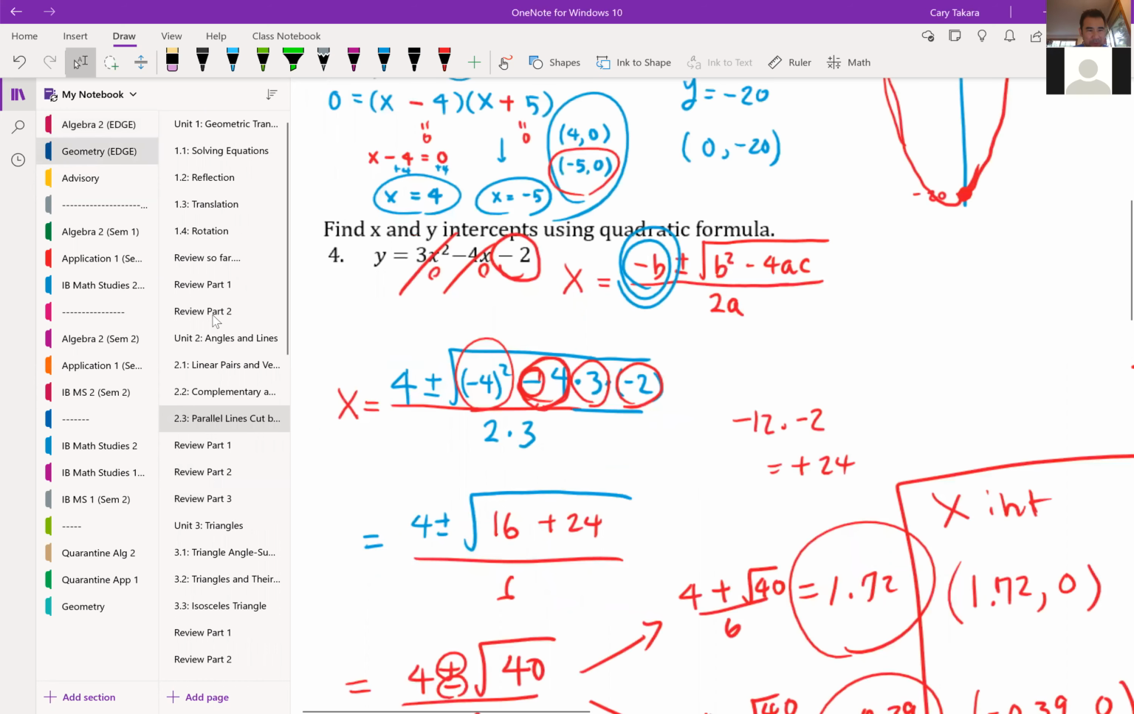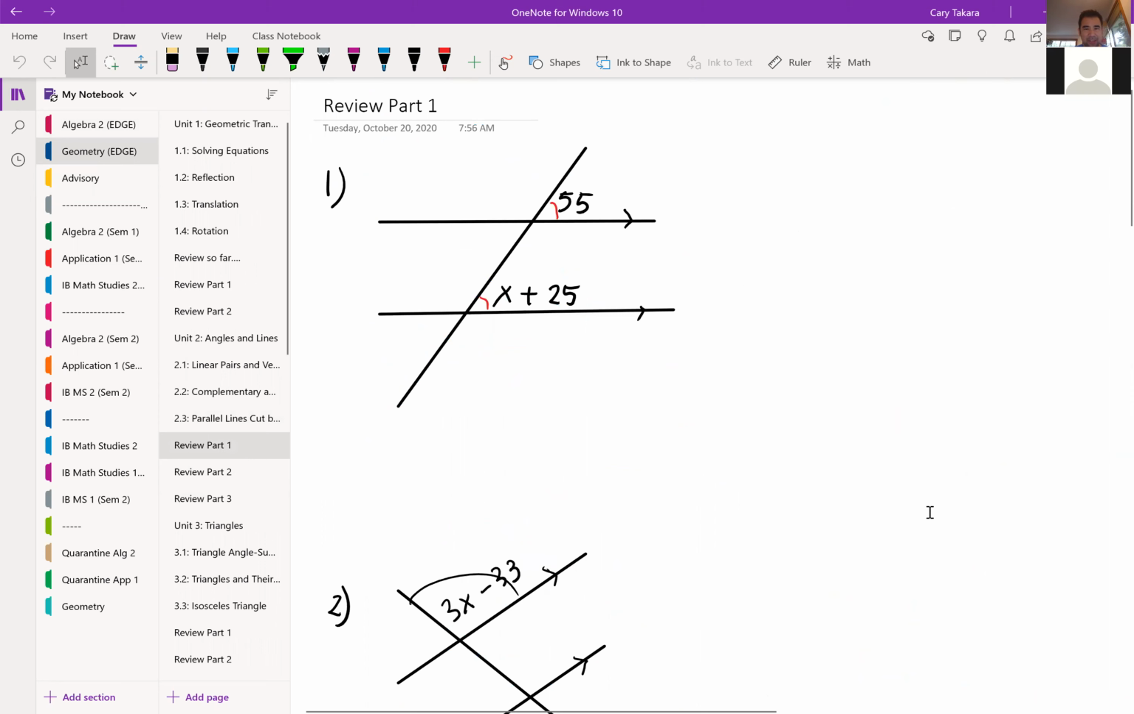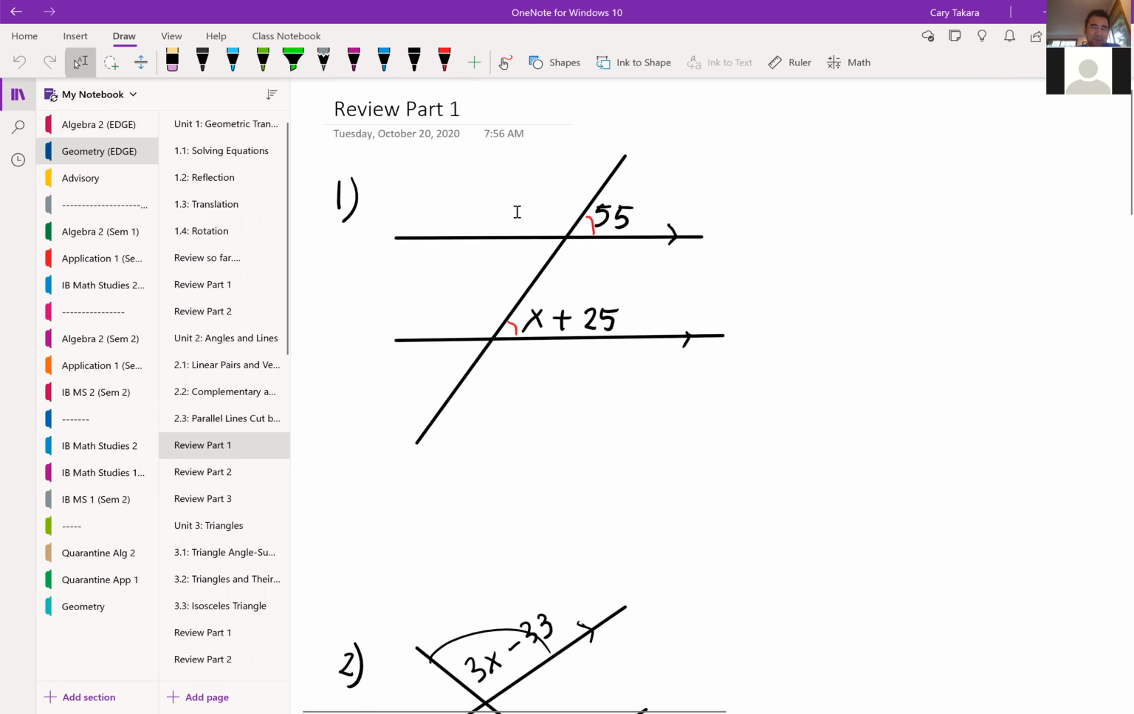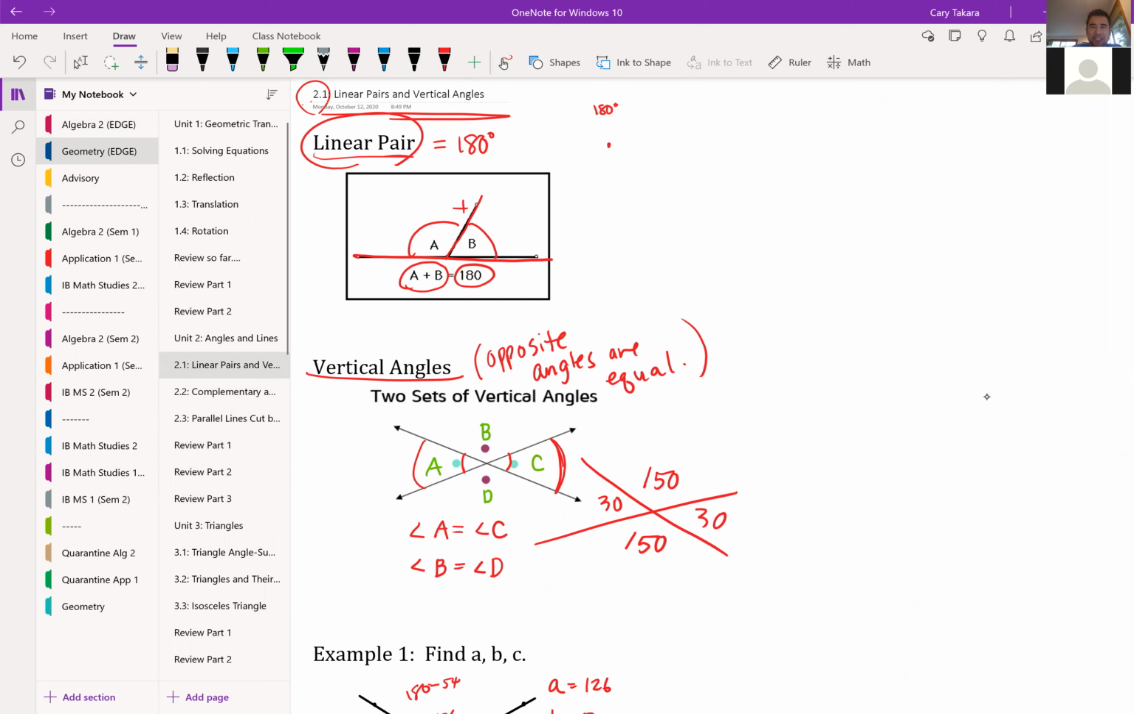Let's open up a geometry review part 1. Okay, here it is. Now, we've done a lot of things, right? This is 2.1. We've talked about linear pair. Remember, linear pair means that a straight line is 180 degrees.